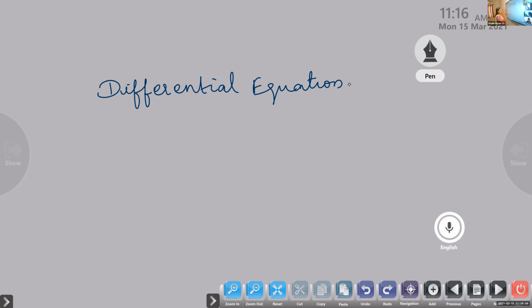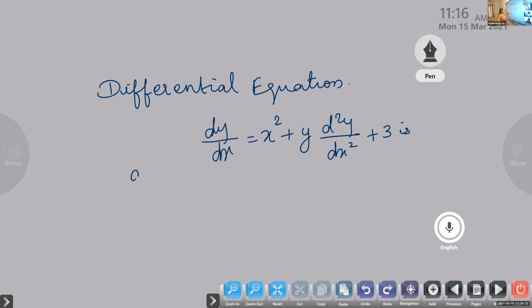For example, listen children, suppose we write dy by dx is equal to x square plus y, d square y by dx square plus 3. This is a differential equation. Usually we denote this as DE. Sometimes we can see the word ODE, ordinary differential equation. In some reference books they use the word ODE. Ordinary differential equation means the same as differential equation.